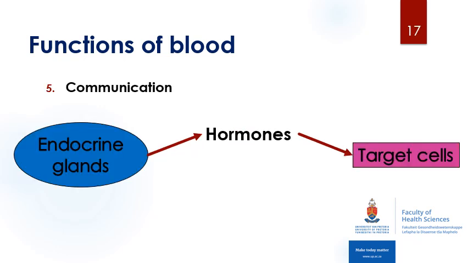Your blood also plays a very important role in communication. So your hormones, which are secreted from your endocrine glands, travel through your blood to their target cells where they can have an effect. So this is very important for communication in your body.